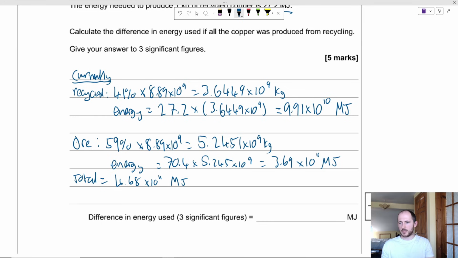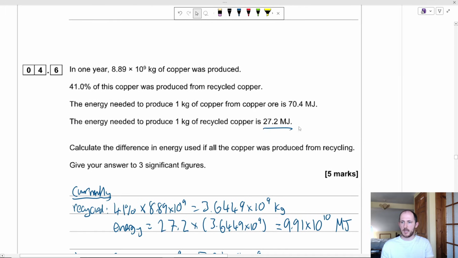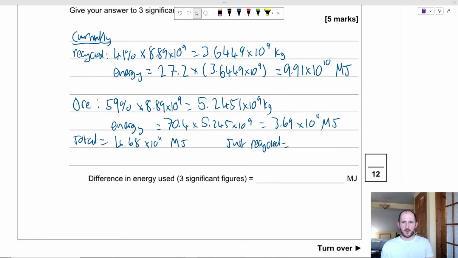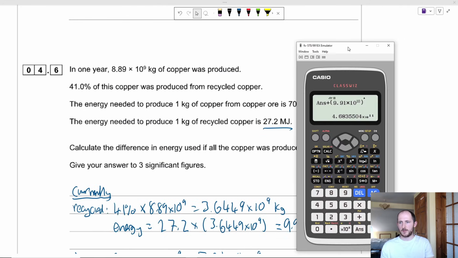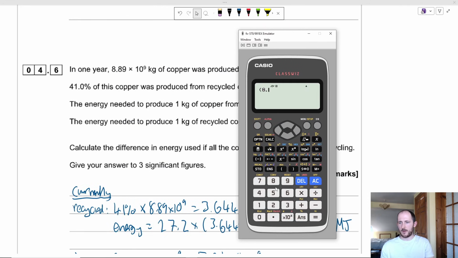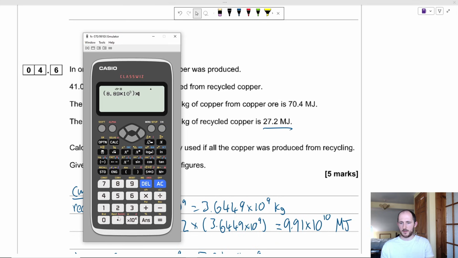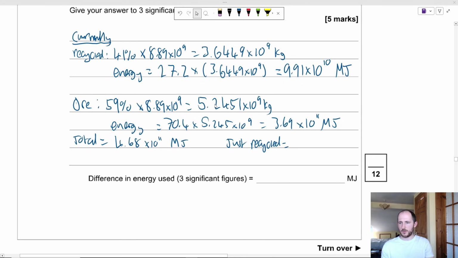Now, if the whole thing was just recycled, what would we do? Well, all we need to do is times this mass by 27.2. So let's do that right now. So the mass was 8.89 times 10 to the power of 9. And we're multiplying that by just the recycled energy. Ooh, that was close. And that gives me 2.42 times 10 to the 11 megajoules.